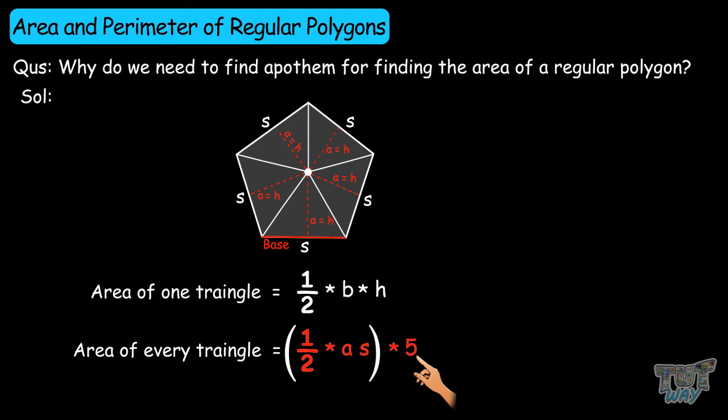And this is our formula for every regular polygon. You need to know the length of the apothem and the length of one of its sides, and the area will be half multiplied by A multiplied by S, and this whole thing multiplied with n.